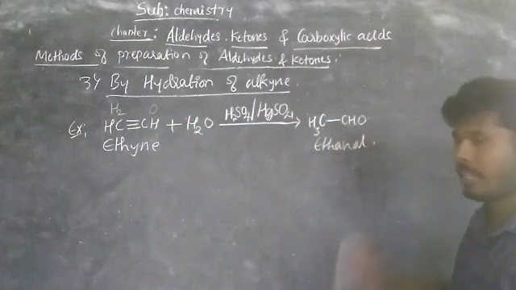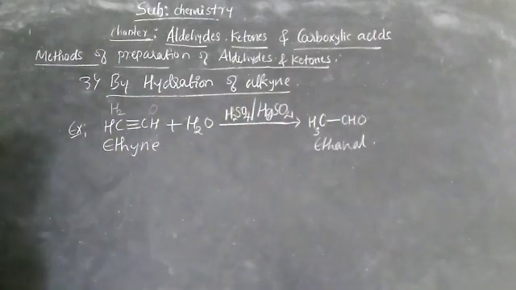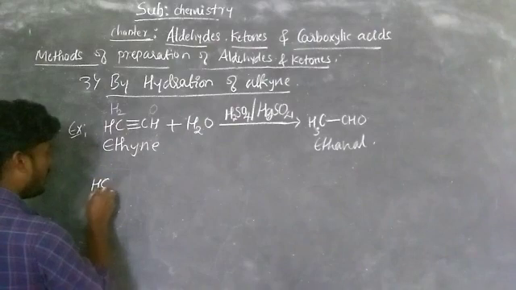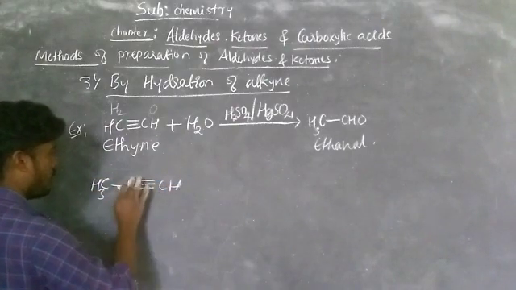So what is its name? Ethanal, aldehyde. Okay, similarly observe one more example. Take propyne, that is CH3-C≡CH, propyne.